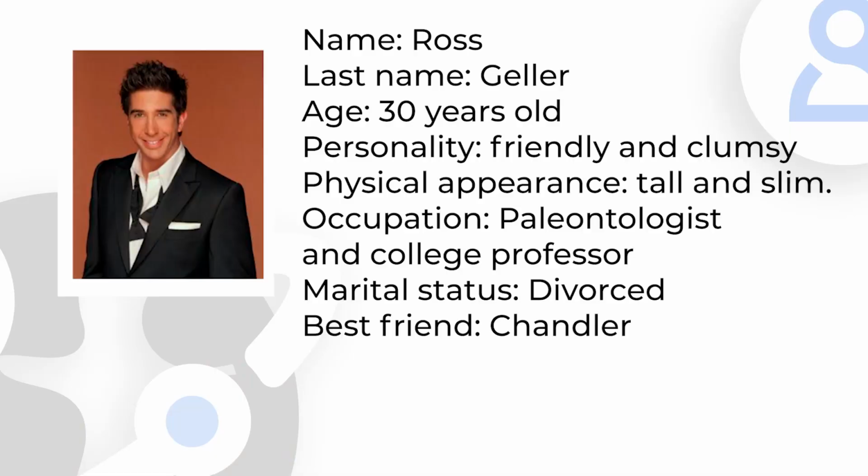Now, I'm gonna check. I have a piece of paper here with some information, and basically, I have the characters. I think the 6 characters from Friends. Friends is a TV show. And I'm going to give you some information about each character. You will see this information here on the screen. So right now you will see Ross. And then you have the information: name, last name, age, personality, physical appearance, occupation, marital status, and best friend. So you will need to make phrases based on this information. So take a look at the screen.